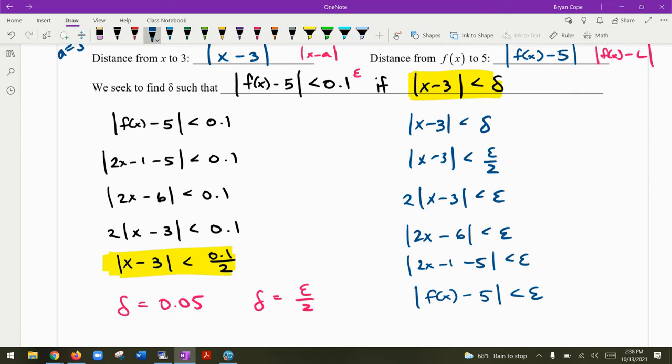Go ahead, Hamza. So the delta equals epsilon relationship, that changes with each value? Exactly. The epsilon and delta relationship changes depending on the function. Okay, it changes depending on the function. Does it change on the function or the value? I believe the function. Yeah, it's going to change depending on the function.